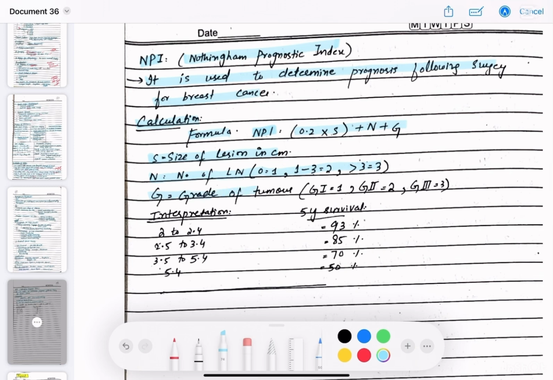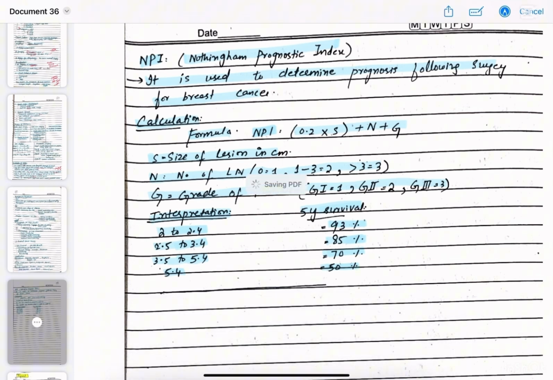So the interpretation is that if it is 2 to 2.4, then there is a 93% survival rate. If it is 2.5 to 3.5, then it is an 85% survival rate, and if it is 3.5 to 5.4, 70%, and if it is greater than 5.4, then a 50% survival rate. So the breast carcinoma formula is 0.2 multiplied by the size plus the number of lymph nodes involved plus the grade of the tumor. This is one of the important formulas for the survival rate. So if the result is 2 to 2.4, then it is the 5-year survival rate.